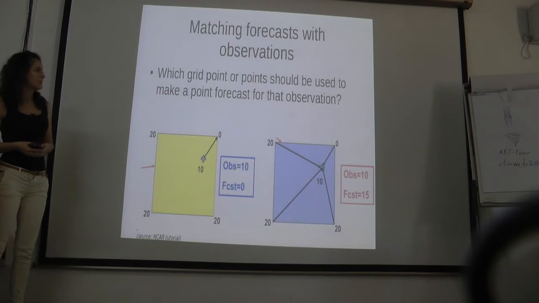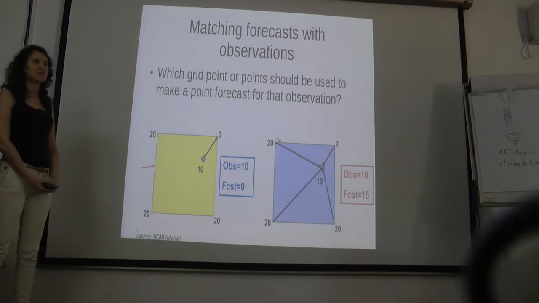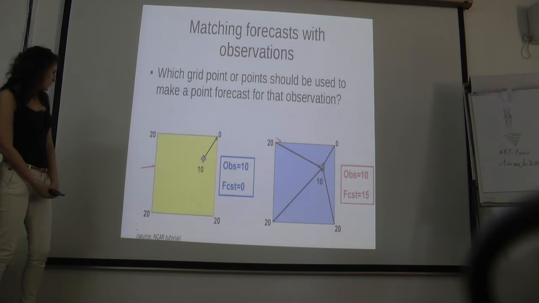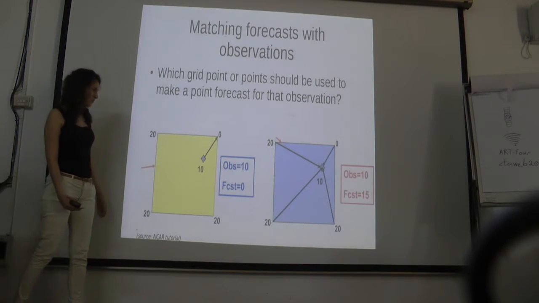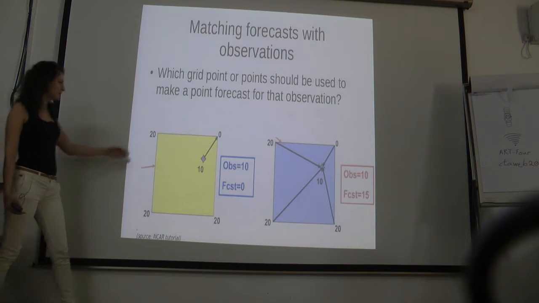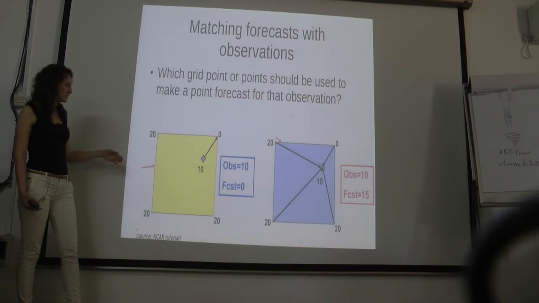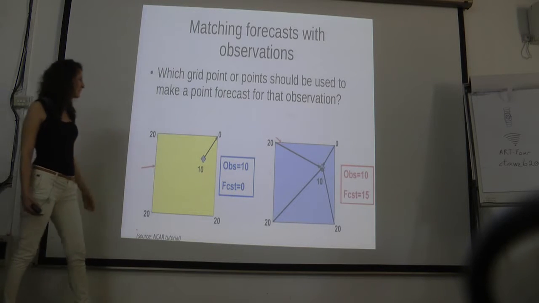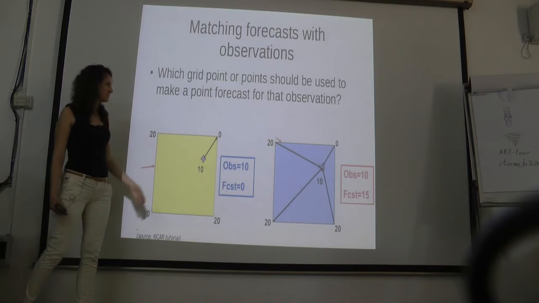Now I touched a little bit on the problem of point forecasts, which is the same as choosing the best match of forecasts and observations. Basically, if you have a grid which is a part of your model output, then you have longitudes and latitudes of these corner points in a box, and you have an observation that is somewhere here. How do you know what to compare with this observation?